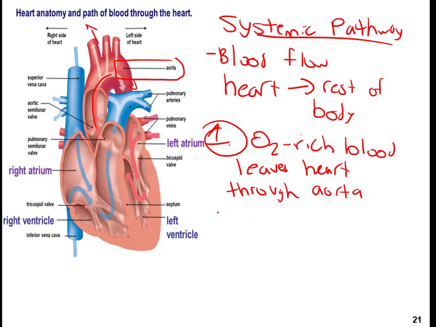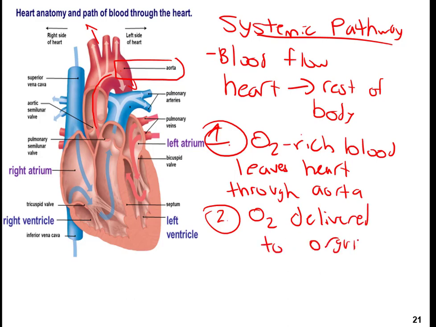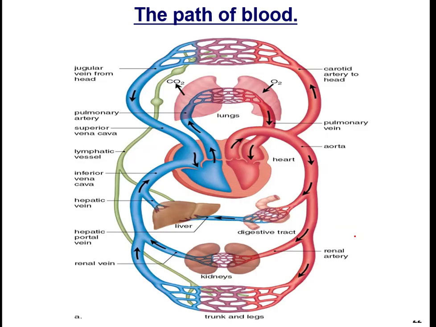So after the blood has left the heart, oxygen gets delivered to your organs. Oxygen is delivered to organs. So let's take a look at this picture. You can see oxygen-rich blood has left the heart. It's going to go out to all your organs, your kidneys, your liver, your brain. All the oxygen is going to get dropped off at all your organs.